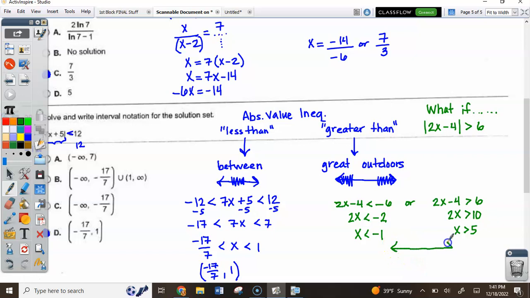So this would end up being shading left of negative 1 and greater than 5, which gives you 2 inequality solution sets that you would have to write. So there's an example of a what if. This was not that problem, that's why I changed colors, but that's a what if, how you would set it up for the great outdoors. Just remember that the left value is negative, and then the right value is positive.